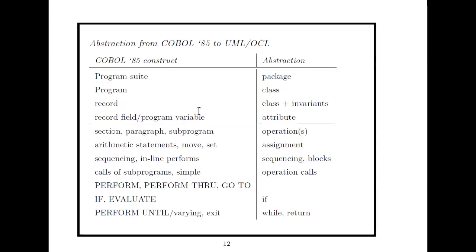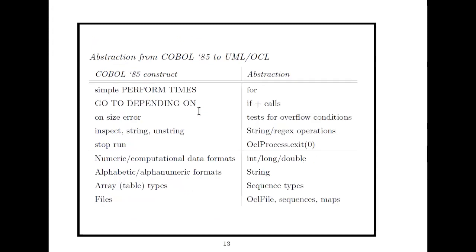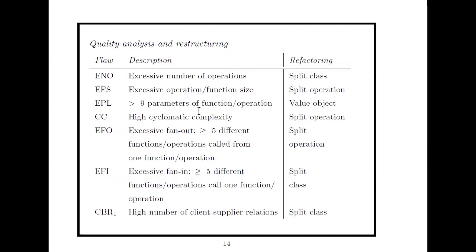Also, here we have abstraction, but for COBOL to UML and OCL. For example, we have program suites to package, IF evaluates to IF, and so on. And also, this is a continuation of the same for COBOL constructs and their abstraction in UML and OCL.